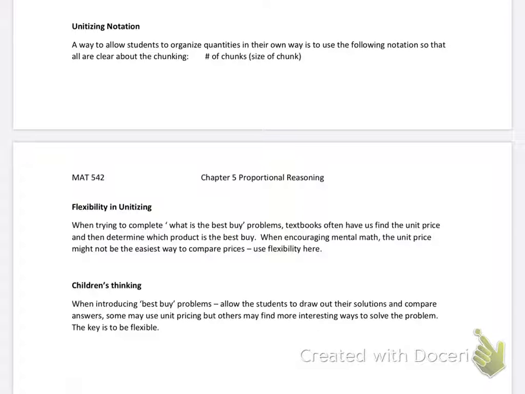Okay, unitizing notation is a way to allow students to organize quantities in their own way. So they're going to identify for you what chunks they're using. So let's say, for example, I want two chunks, and each size of my chunk is, how about if it's 1 dozen eggs?